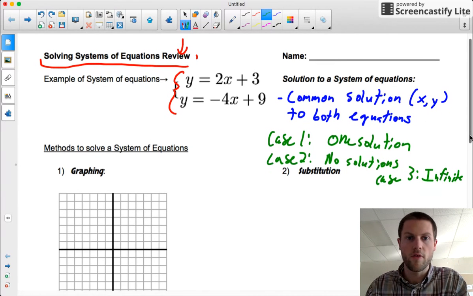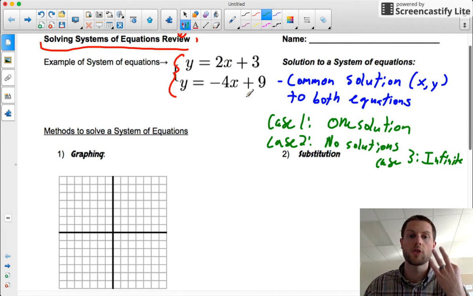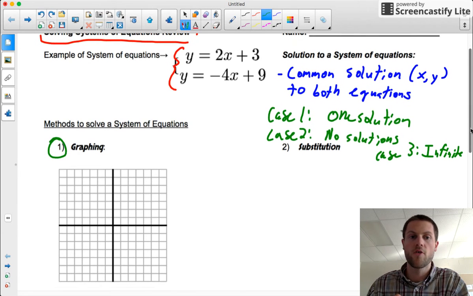So let's solve this system of equations. There's three main methods that you've seen to solve the system of equations. The first one we want to talk about is graphing. In order to solve by graphing, we need to graph both of our equations. So let's graph the first equation in green. So this is y equals mx plus b.